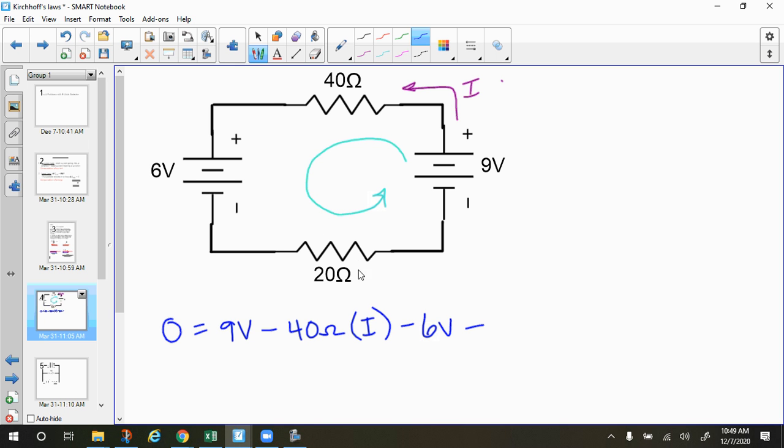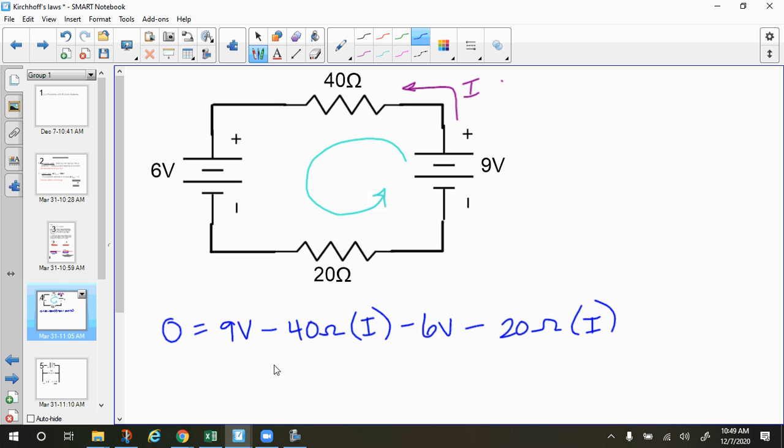And then I go through the 20 ohm resistor, and once again my current, which is going around the loop like this, is in the same direction as my travel loop. So I'm going to subtract 20 ohms times the current. And now all I have to do is solve that.